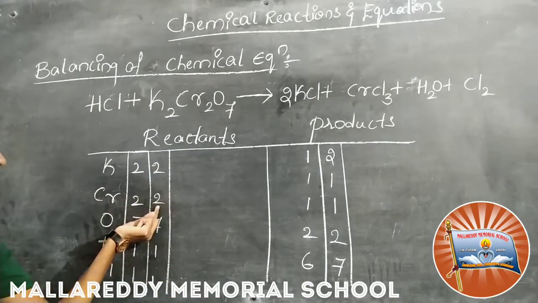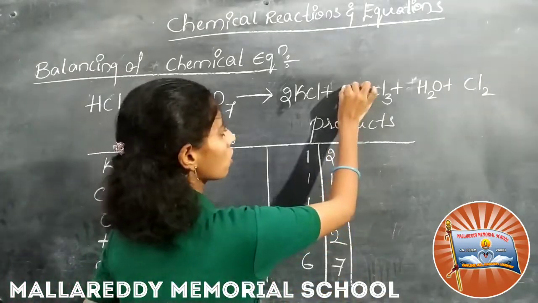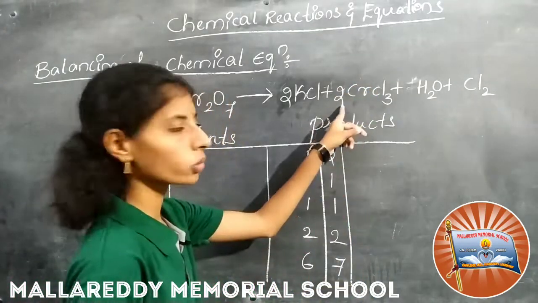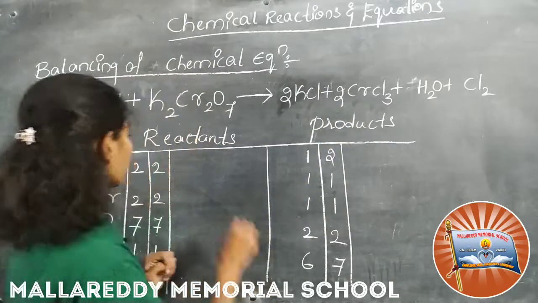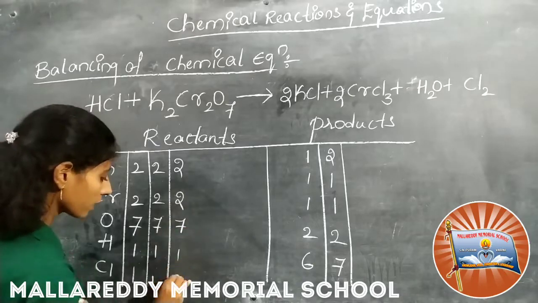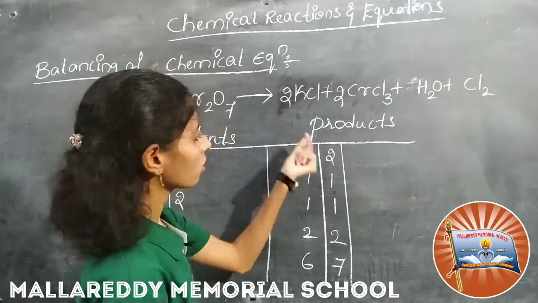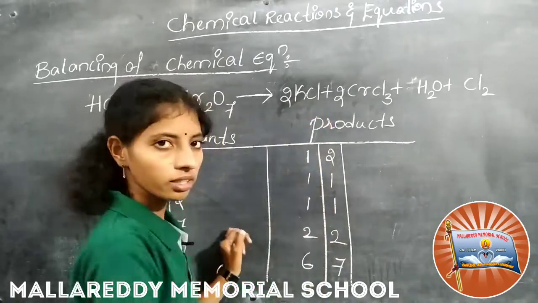Now come to Cr, which means chromium. On the reactant side we have 2, on the product side we have 1. So here we have to balance. So here I want to take 2. Now here again we are not changing anything on the reactant side. I am writing as it is.